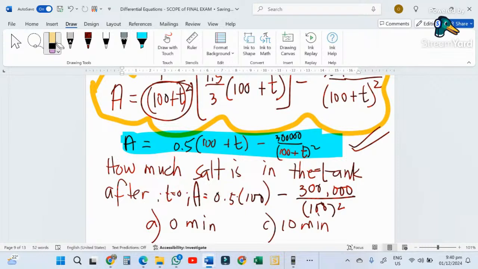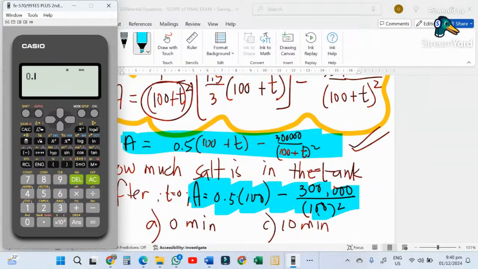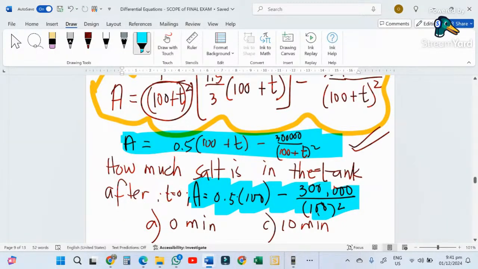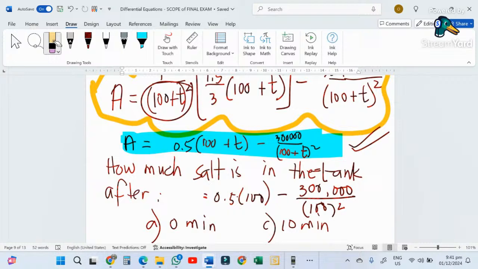So that will be 0.5 times 100, minus, let's put that in brackets, 300,000 divided by 100 squared, close bracket, equals. There you go. It went back to 20, which is supposed to be the answer. That is the correct one. When t is equal to 0, you go back to the initial condition on the amount of salt in the tank. That is also one way of checking whether your differential equation is correct or not.